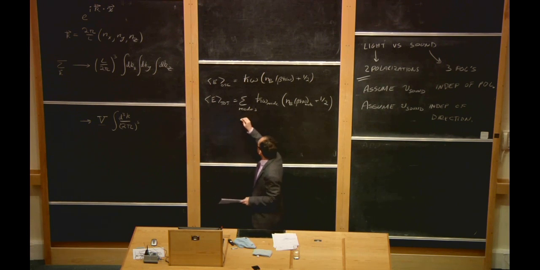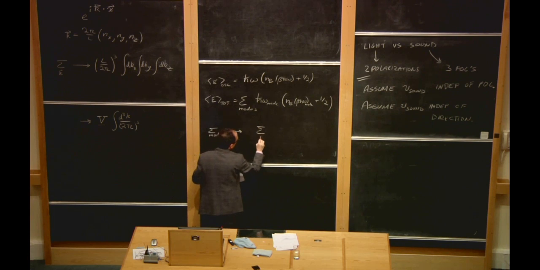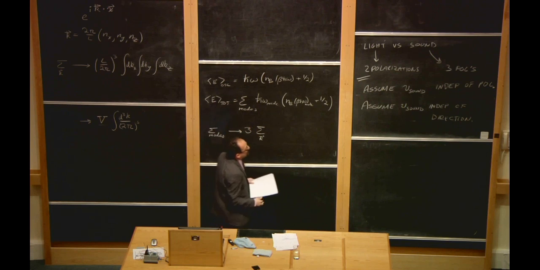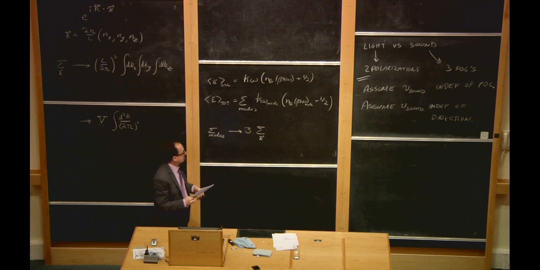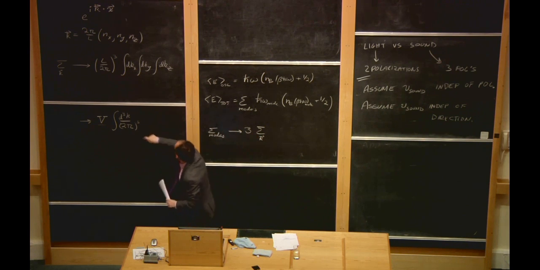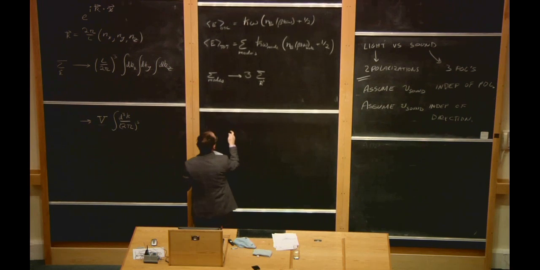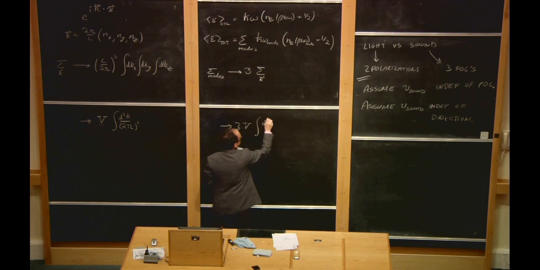So this sum over modes here is going to become the sum over all possible k vectors for our modes, but then times a factor of 3. And the factor of 3 is from the 3 polarizations. We can have 1 longitudinal or 2 transverse polarizations. And then this sum, we're going to use this law here to convert it into an integral. So now we have 3 times the volume, integral d3k over 2 pi cubed.